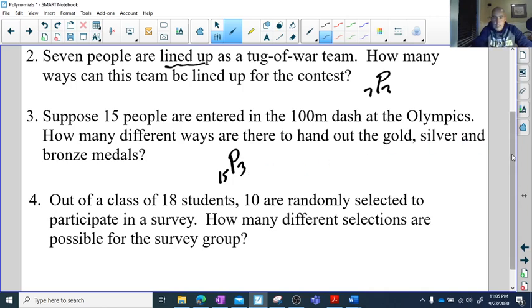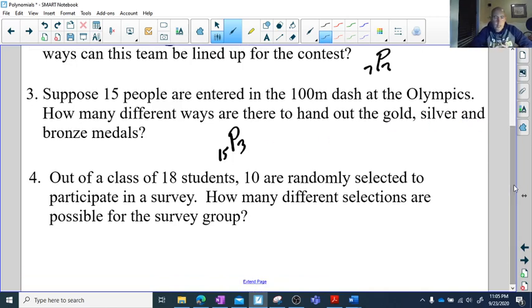We've got a class of 18 students. We're going to randomly select 10 to participate in a survey. How many different selections are possible for this survey group? So this would be, order doesn't matter. I just need a group of 10. I don't care what order they're in. From 18, choose a group of 10. Okay, so that's how you read a question and interpret whether it's a permutation or a combination.